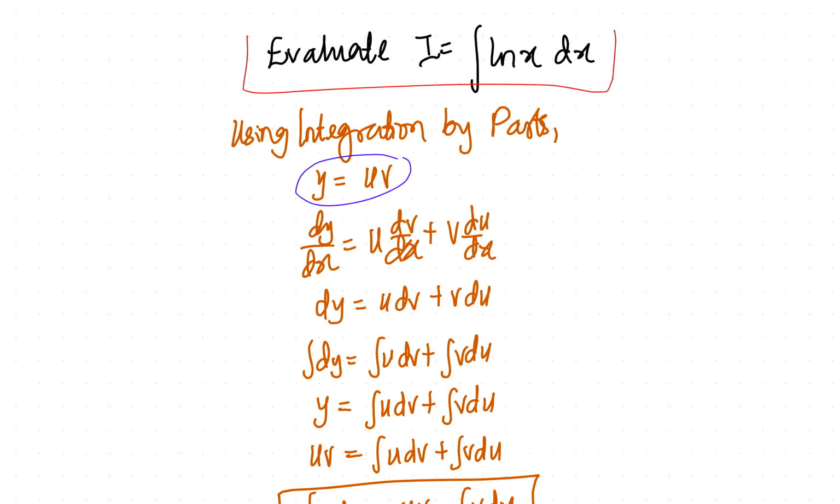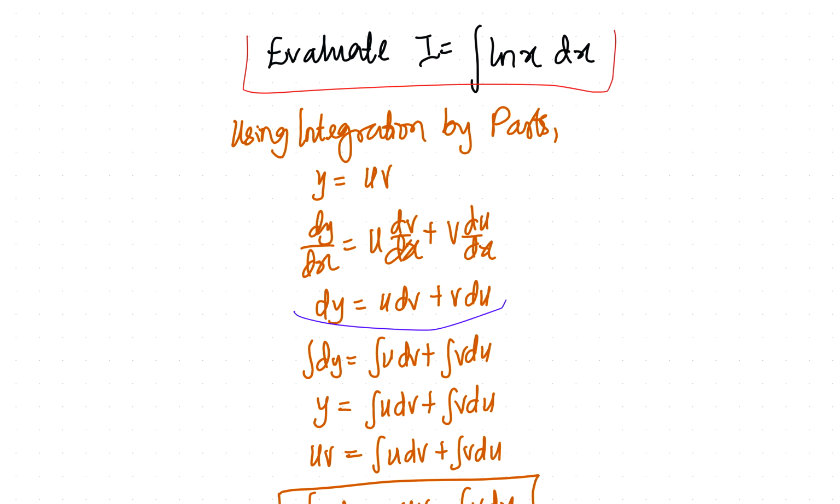So if you have y equals uv, u multiplied by v is actually a product. And that leads us to the product rule, right? Which is dy/dx equals u dv/dx plus v du/dx, and since dx is common to all the sides, we can multiply through by dx. If you do that, it ends up giving you dy equals u dv plus v du.